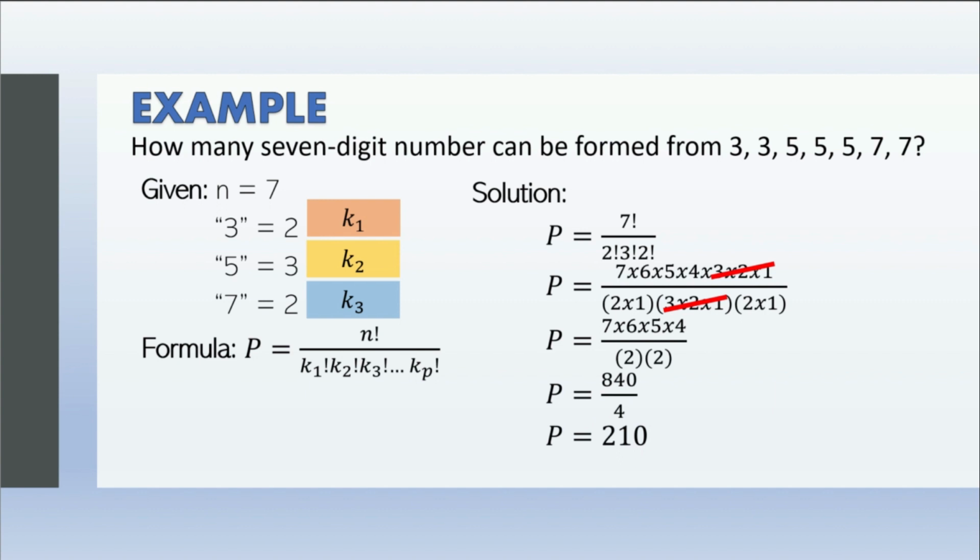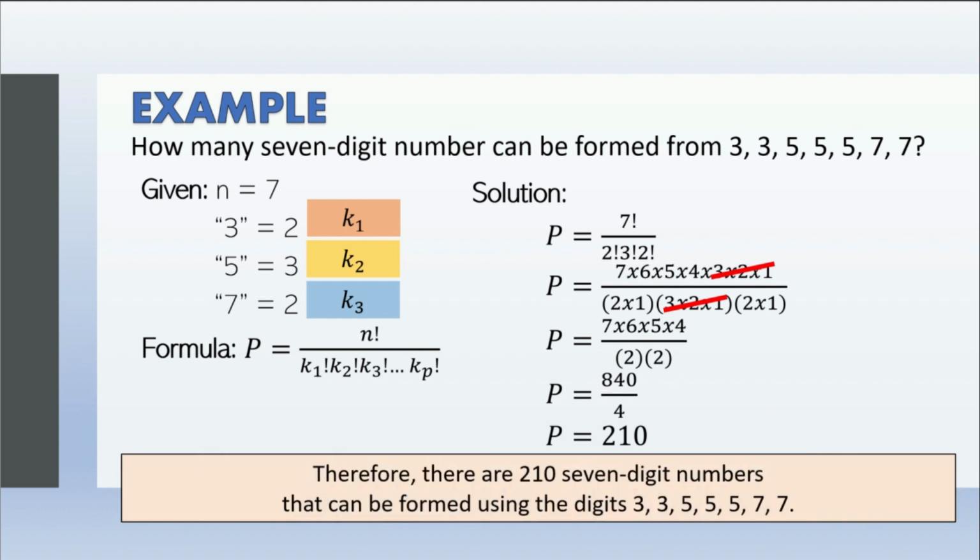840 divided by 4 is equal to 210. Therefore, there are 210 7-digit numbers that can be formed using the digits 3, 3, 5, 5, 5, 7, 7.